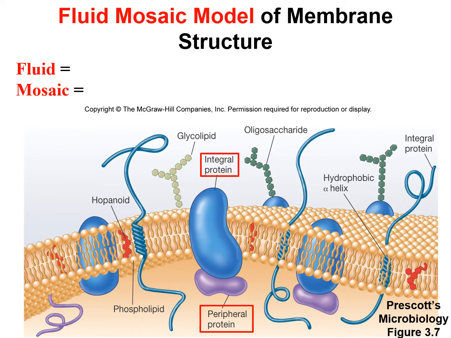Mosaic is referring to the fact that there are lots of different types of proteins that are in the membrane, and we have some different carbohydrates. So there's lots of different pieces that are embedded in the membrane, and that's what mosaic is referring to. So like a mosaic picture made out of different colored tiles, it's the same idea here. We describe the plasma membrane as being a mosaic because there's lots of different proteins and carbohydrates that are in the membrane.